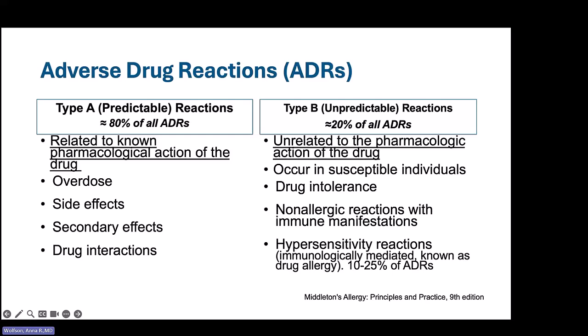So this is really related to the known pharmacological properties of the drug. So this would be, for example, we know that if you take too much Tylenol, you overdose on it, you're going to have hepatic necrosis. But on the other hand, more subtly would be side effects. And so an example would be tinnitus with aspirin, or secondary effects. So for example, itch with opioids. And then of course, drug interactions, thinking through Coumadin and antibiotics and the dosing that needs to happen there.